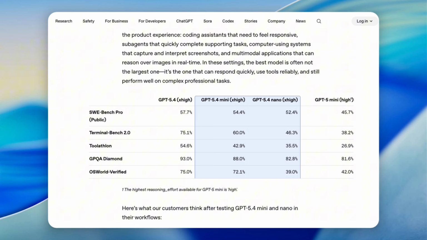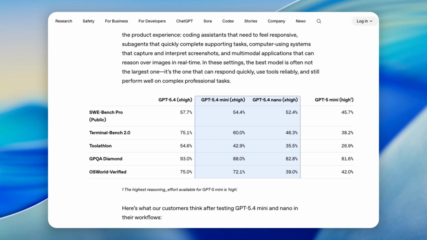Nano scores 52.39% on Software Engineering Bench Pro and 46.3% on Terminal Bench 2.0, which is lower than the Mini, but still a meaningful improvement over the previous Nano class models. And on OS World, the desktop navigation test, Nano comes in at 39%. So you definitely wouldn't use it for anything that needs to actually navigate interfaces, but that's not what it's designed for.